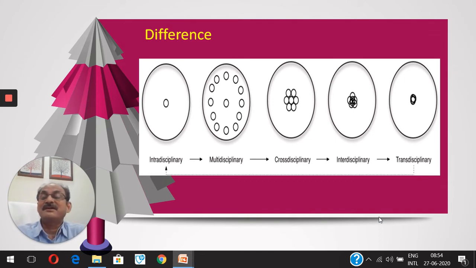So you can easily understand from the fourth circle what interdisciplinary is. And the last is transdisciplinary. What is transdisciplinary? You again jump, you again rigorously do the work of the interdisciplinary, in the sense that you get into the mixture of that, and that is called transdisciplinary. So you can easily understand the definitions of intradisciplinary, multidisciplinary, cross-disciplinary, interdisciplinary, and transdisciplinary.